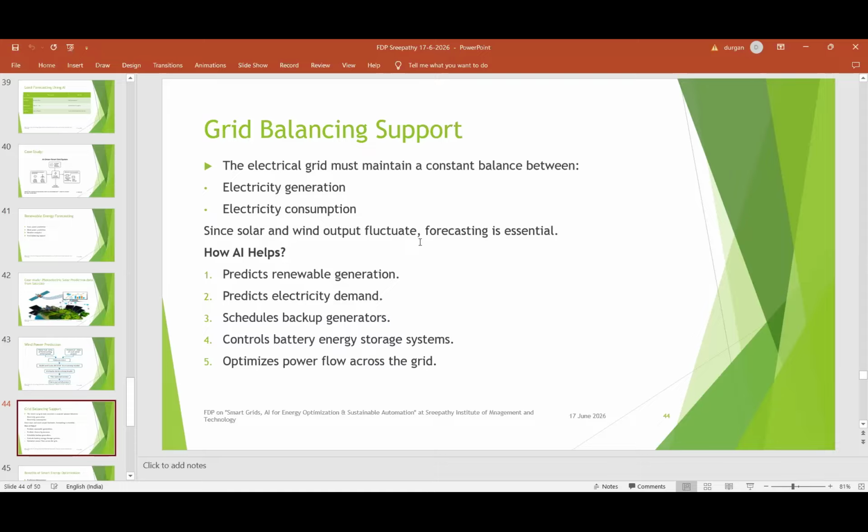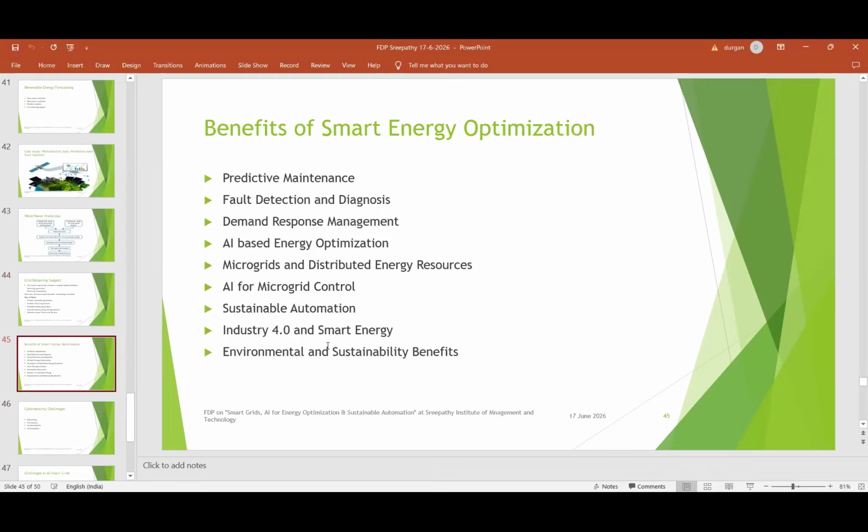Therefore, AI comes into existence for the renewable generation, then electricity demands, then the backup generator, then it controls battery energy storage systems, and it optimizes power flow across the grid systems. Okay, so these are all the involvements of AI in grid balancing support. So there should be a balance between the generation as well as consumption. Then only the demand of the consumers can be satisfied. So these are the main key benefits of smart energy operation systems.